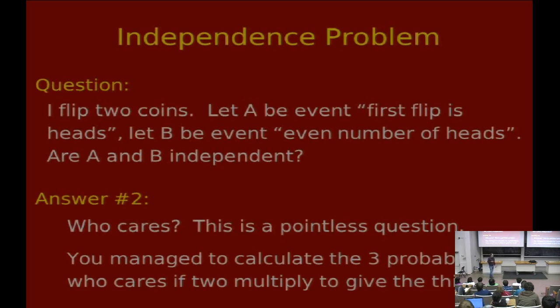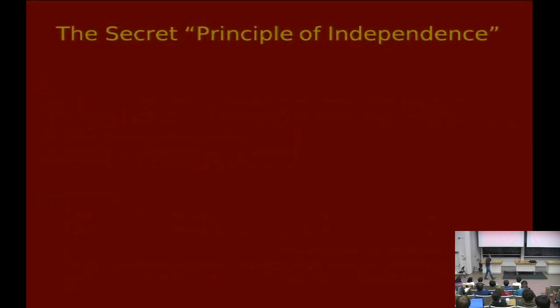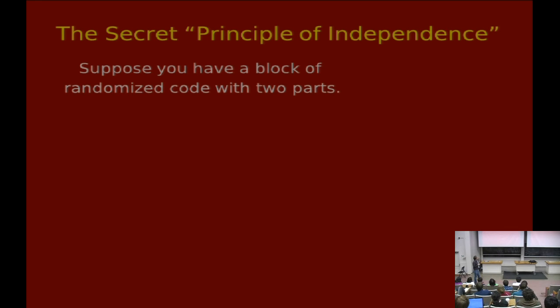In this problem, we can compute all 3 probabilities. So who cares if when you multiply 2 of these numbers together, you get the third number? It's not telling you any interesting information. And in fact, somehow this view of independence is never used in real life. Because there's a secret principle of independence that nobody ever tells you, but I will now tell it to you. That's how independence really gets used in life. And here it is.